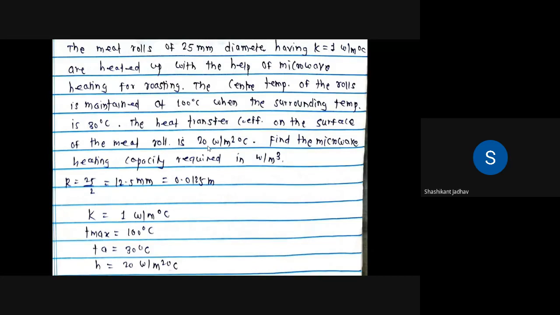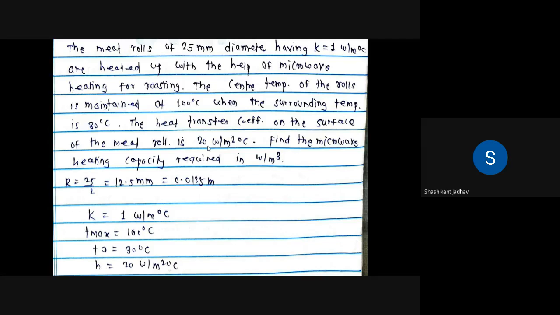Okay, so first of all we have to read the problem carefully and write down whatever is given in the problem. The meat rolls of 25 diameter. So diameter is given, which means we have to calculate the radius. So r is equal to 25 by 2, that is 12.5 mm. We have to convert that mm into meter, so 0.0125 meter. Then K is given. K is equal to 1 watt per meter degree Celsius.